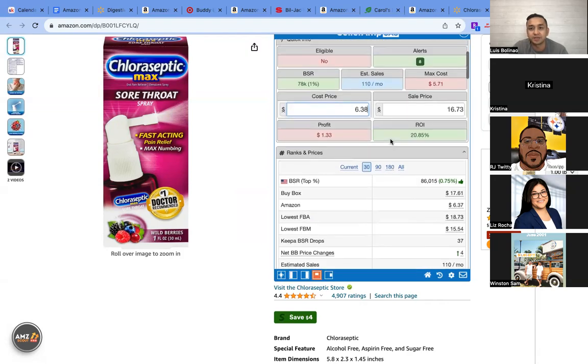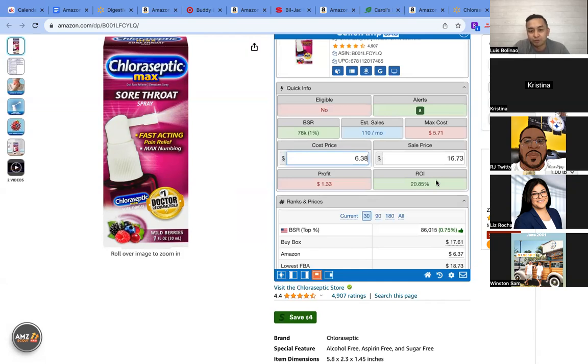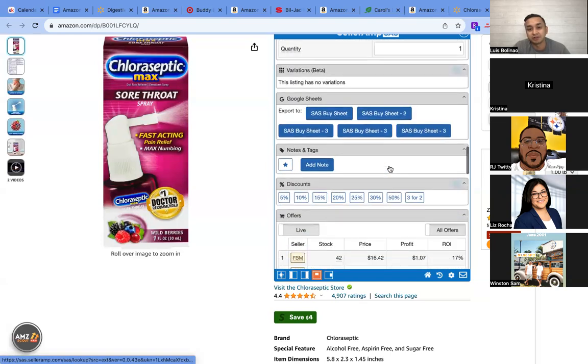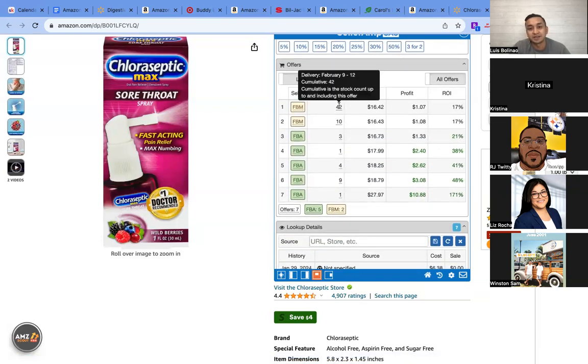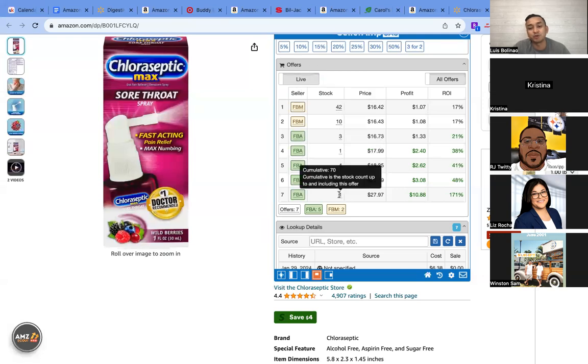And then from here, I look at the ROI. So I like to go for products that have at least 20% ROI. So this one to me is good. And then this one is selling 100 times a month, which is pretty good, right? And then from here, I look at supply and demand. So demand is this, right? 110 sales a month. And then here I look at the other sellers. And then I decide, am I going to be willing to share 110 sales a month with these other sellers? And you have to answer yes or no, right?